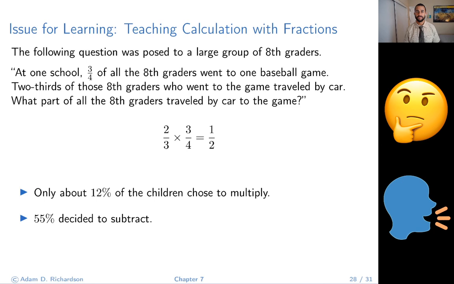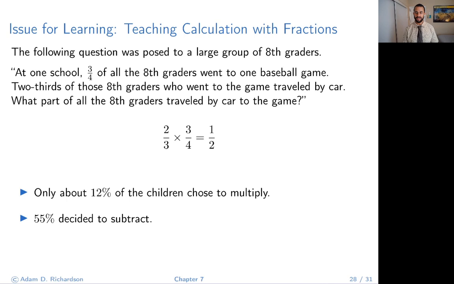Okay, so now let's talk about it together. In my opinion, I think they decided to subtract because they knew that they had to take something away from 3/4, right? And so they tried to do 3/4 minus 2/3. But that's just because they're not understanding the context of the question. They don't understand what the referent unit is. That's the idea, the referent unit.